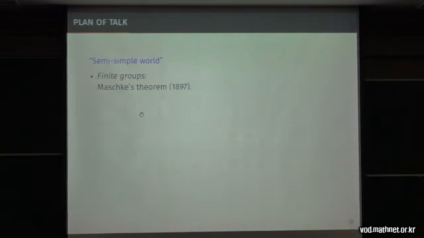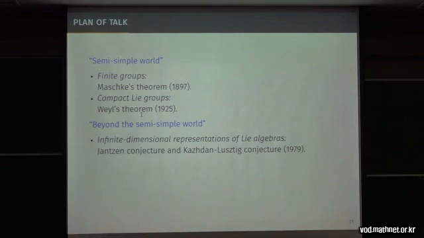So what I want to talk about in these two lectures is a number of topics in representation theory and then connect them to geometry. So the first example is Maschke's theorem from 1897. This is exactly the same year as this Burnside quote that I gave you before. Compact Lie groups. So this is part of the semi-simple world. And then I want to go beyond the semi-simple world to the Jantzen conjecture and Kazhdan-Lusztig conjecture.